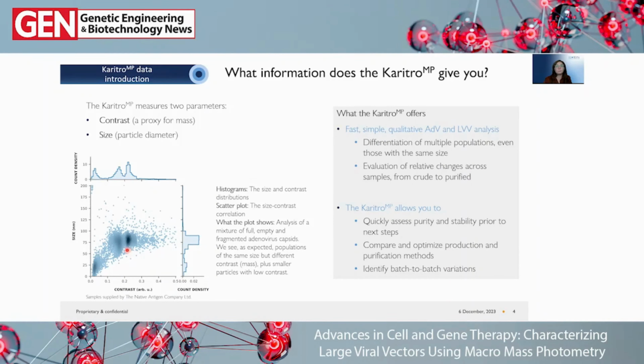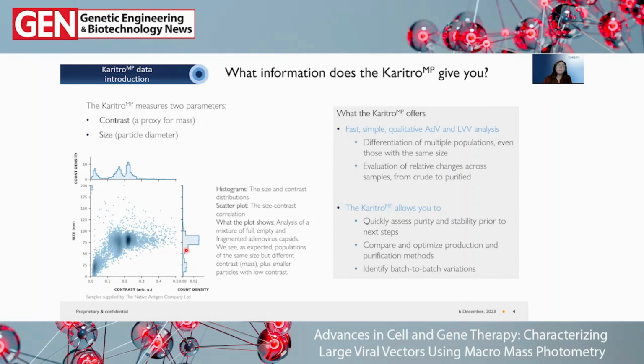concentration of data points. In this specific graph, what we have is a measurement of full, empty and fragmented adenovirus capsids. So what we have, if you look at the vertical axis here, is one main population at about 80 to 85 nanometers, which corresponds to the adenovirus capsid, and some smaller particles present in there, which would correspond to the other fragments or also protein aggregates.